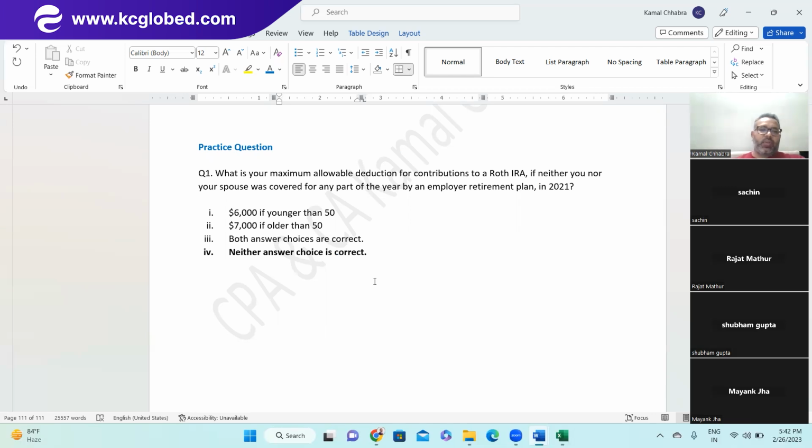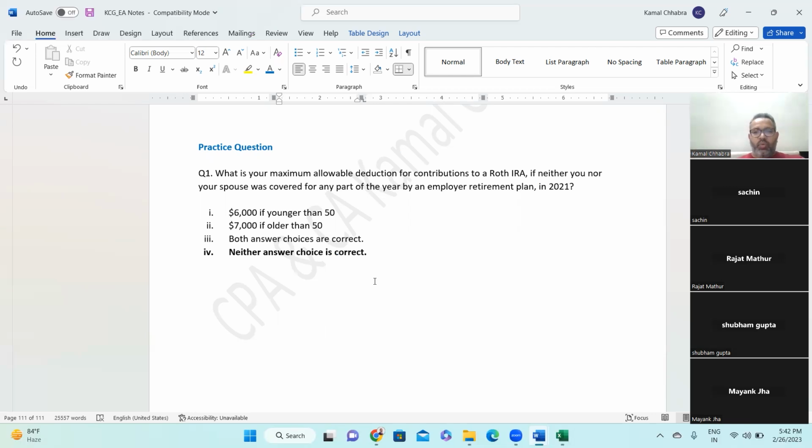Okay, so what is the question? What is your maximum allowable deduction for the contribution to the Roth IRA if neither you nor your spouse was covered for any part of the year by the employer? Yeah, it should be like $12,000. So neither answer choice is correct considering they are filing jointly, right?